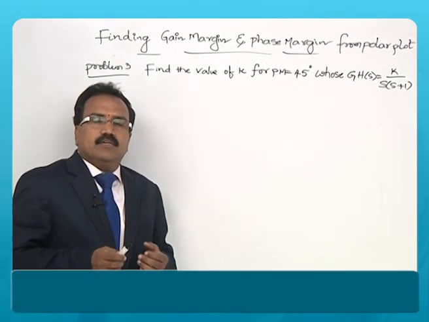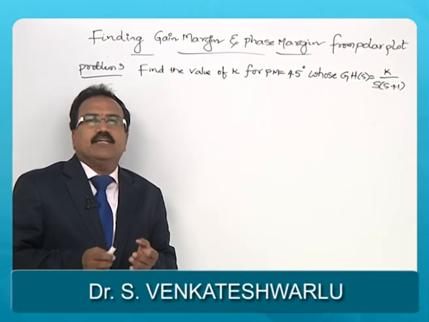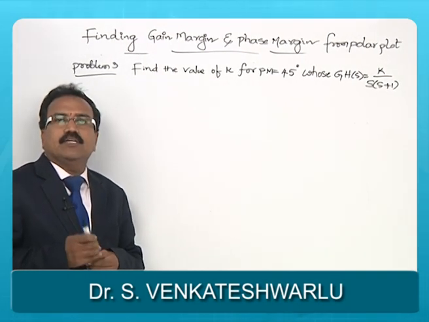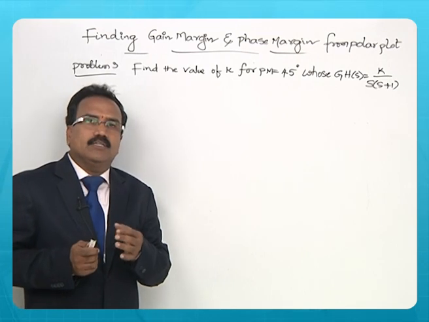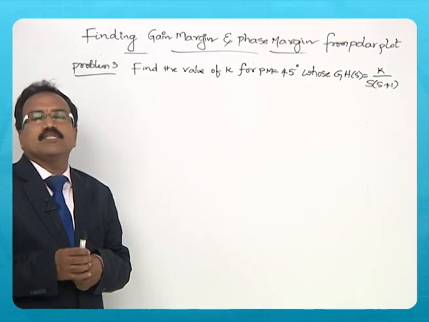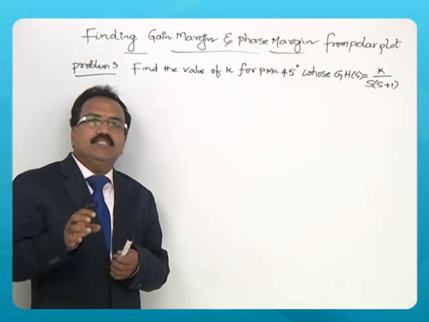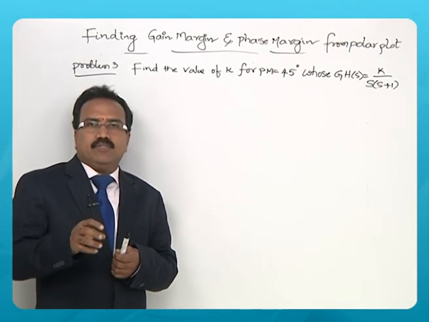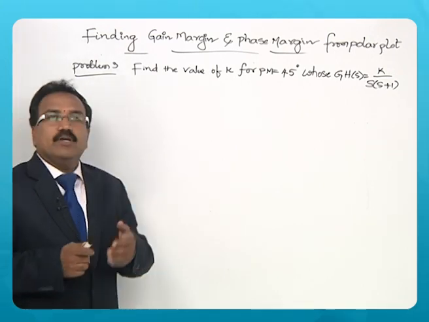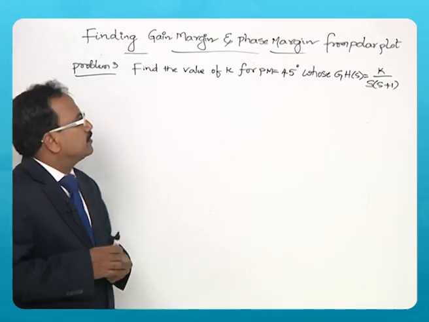One is giving a system directly and finding out the gain margin and phase margin, and from the plot you need not draw the plot, but you can find out the phase margin and gain margin by determining the gain crossover frequency and phase crossover frequency. You may have a variety of questions like this.